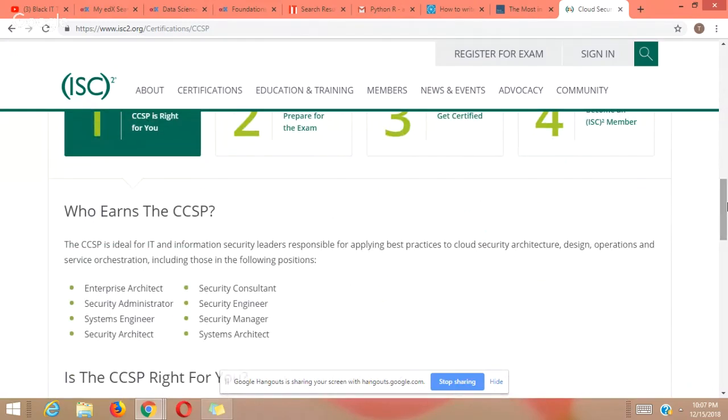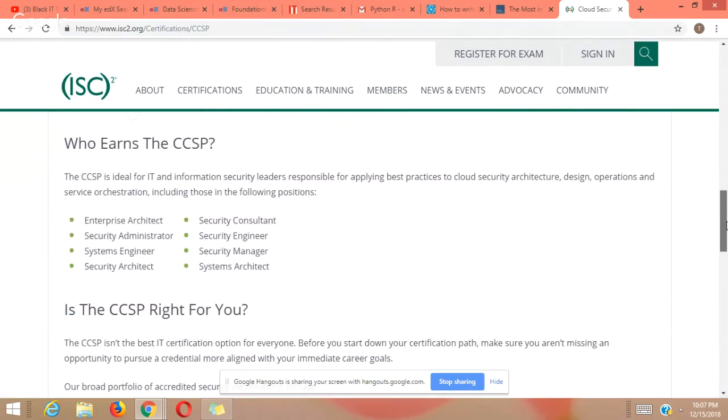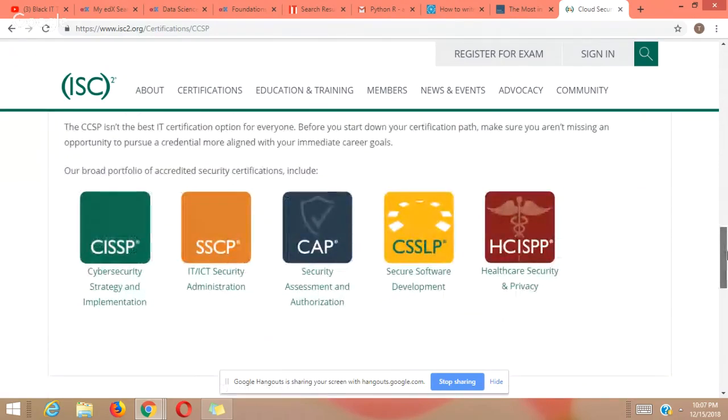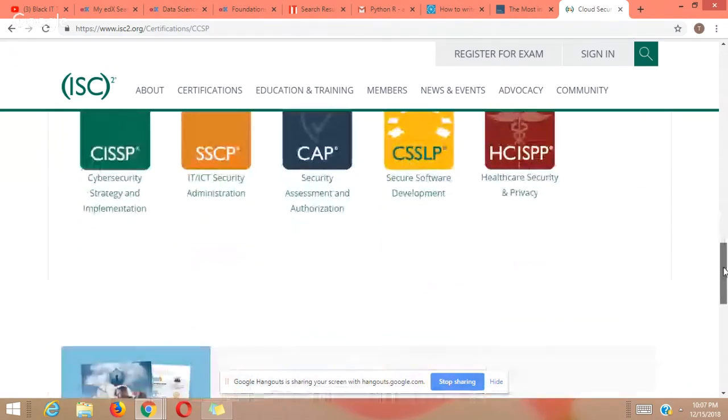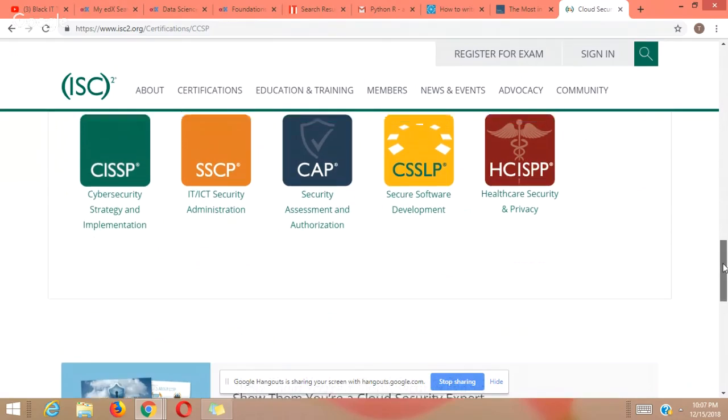So who earns cloud security? Cloud security certified professional, enterprise architect, security administrator, systems engineer, security architect, security consultant, security engineer, security manager, security systems architect. And then you have HCISPP, which is a healthcare security and privacy protection professional.